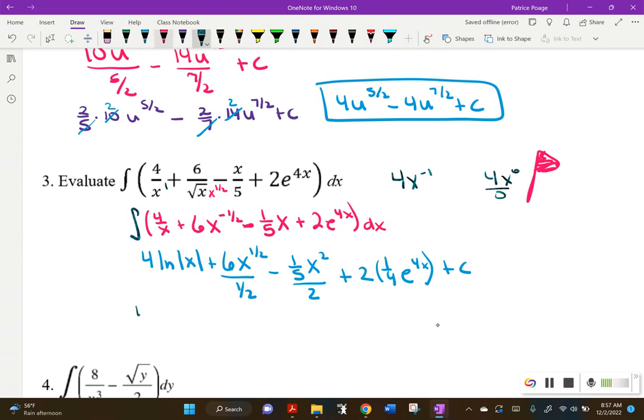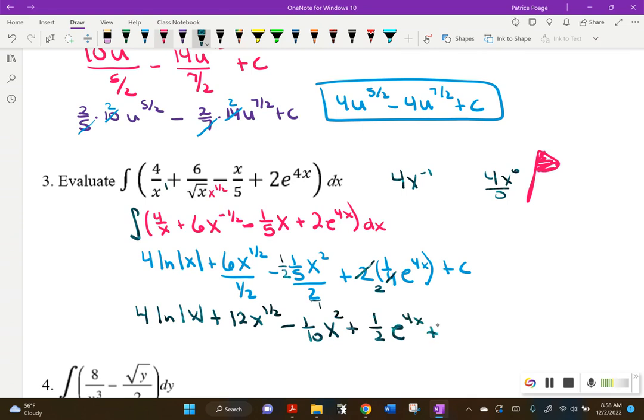So cleaning this up a little bit, I'm going to have 4 natural log of the absolute value of x, plus, dividing by 1/2 is the same thing as multiplying by 2 over 1, so 2 times 6 is 12. Dividing by 2, you can think of it as 2 over 1, is the same thing as multiplying by 1/2. So that's going to be 1/10 x squared. 2 times 1/4, the 2 will cross out in that one twice. So we have 1/2 e to the 4x plus c.